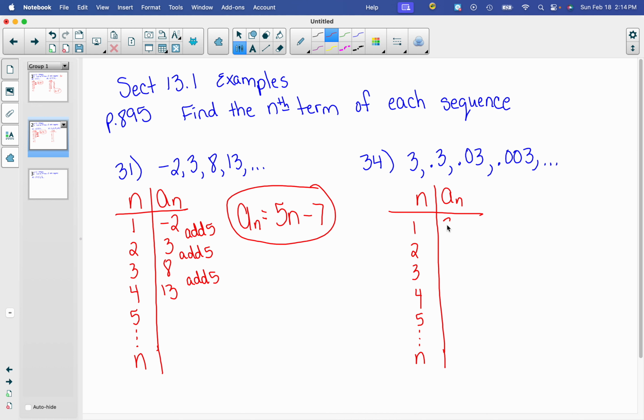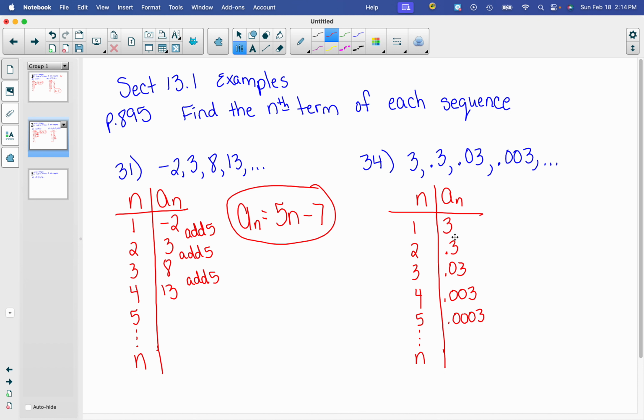And I'm going to put my values in here. So 3.3, 0.03, 0.003. Probably you'd figure out what would be next, 0.0003. Now you might have a little harder time because you might think, well, I'm just moving the decimal point one place. But think about what that means.